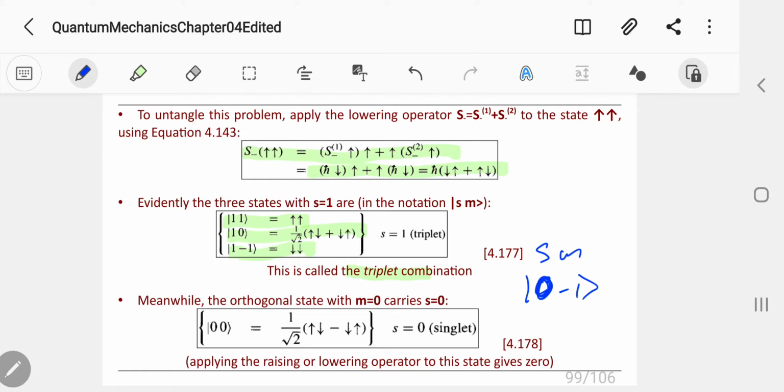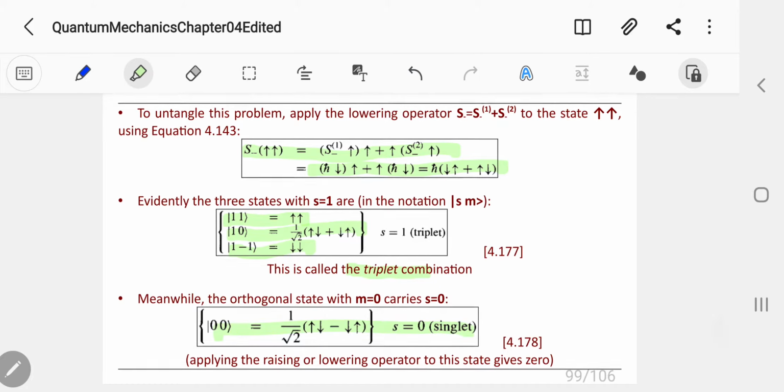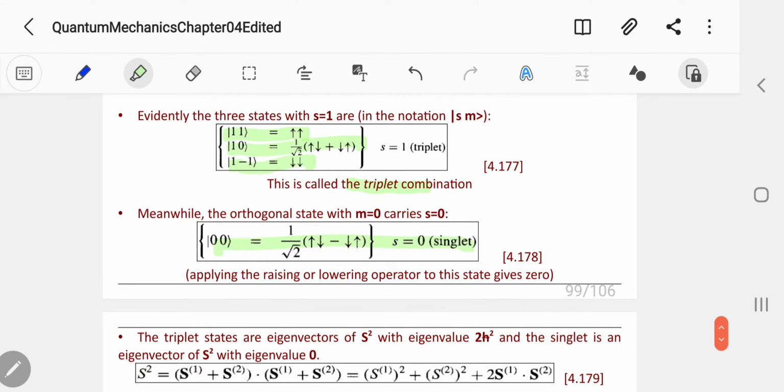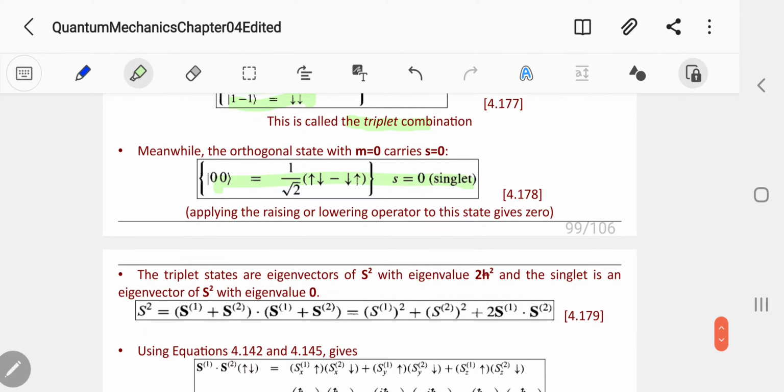So for this case, you only have a single state for 0, 0, for spin 0. So this one is called a singlet. A singlet. So if you apply S plus, it will give you 0, or if you apply S minus to 0, 0, this will just also give you 0.